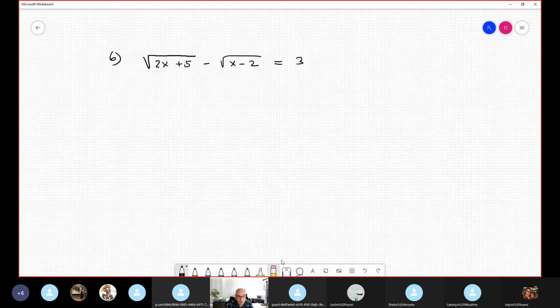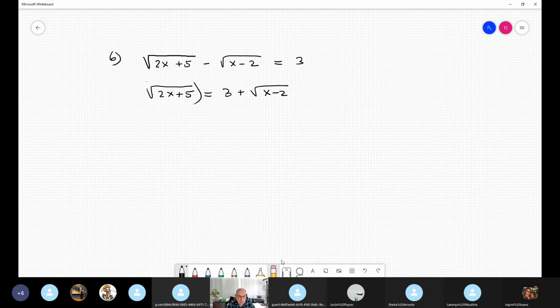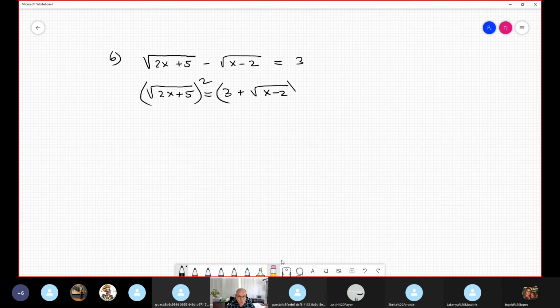Again, it's impossible to eliminate two radicals simultaneously. No. Therefore, you isolate one, and you square both sides. When you square, you have 2x plus 5. Nice. I eliminate the first radical.